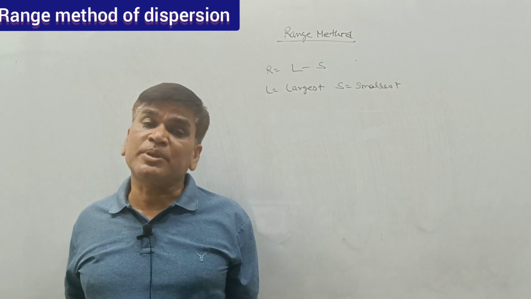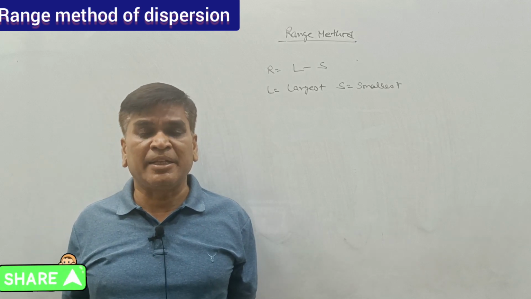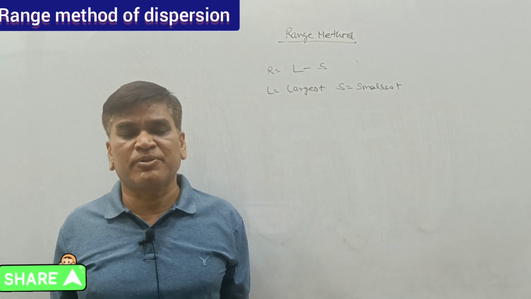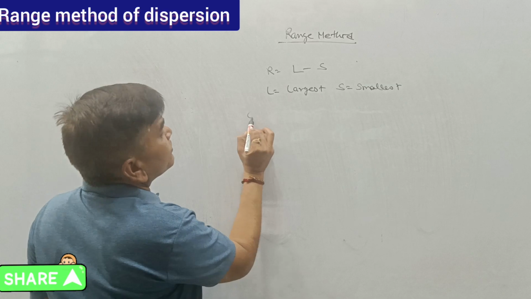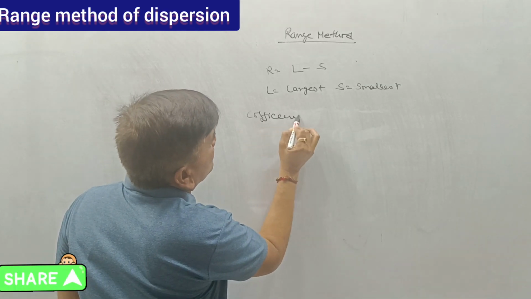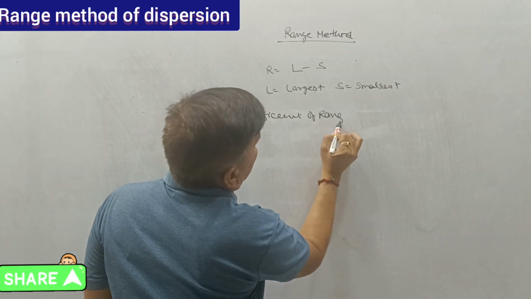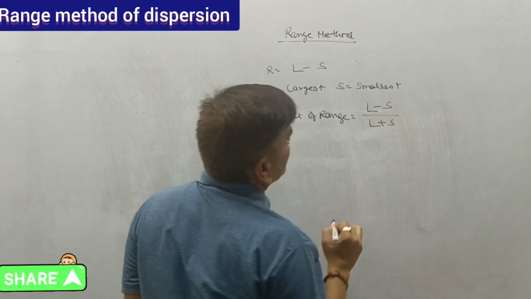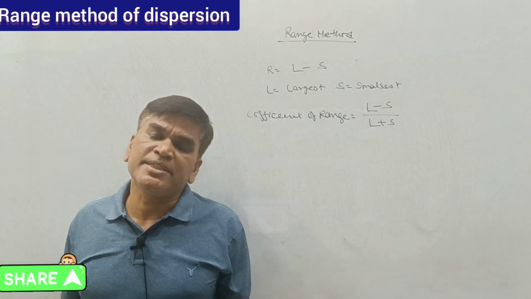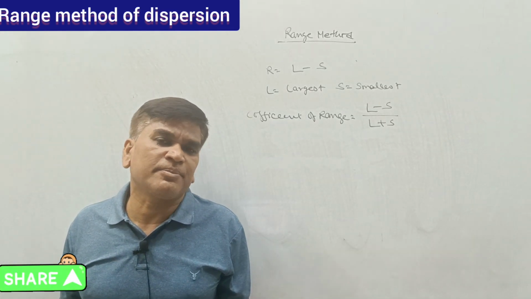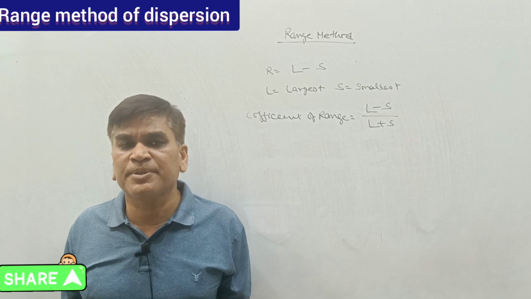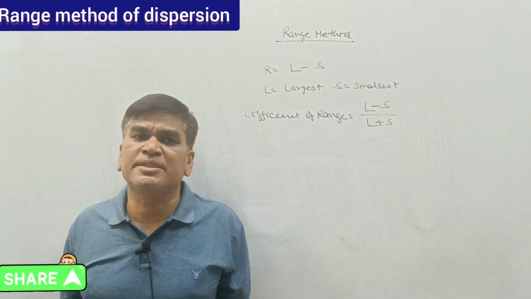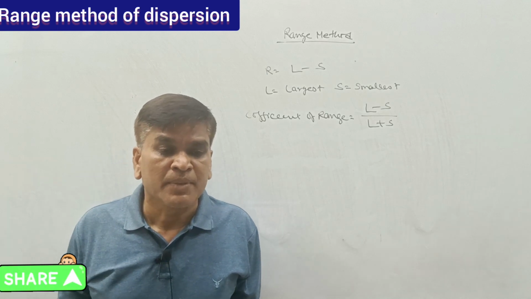To calculate the range, we take the difference between the largest and smallest values, and the coefficient of range is equal to largest minus smallest upon largest plus smallest. The range is an absolute measurement of dispersion, but the coefficient of range is a relative measurement of dispersion. So the coefficient of range is a unit-free measurement.